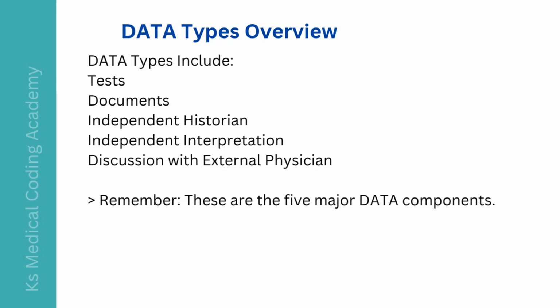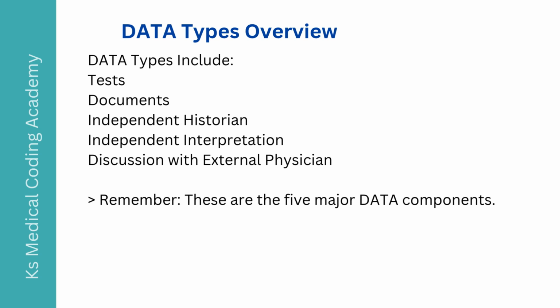This diagram summarizes the different types of data used in medical decision-making. Data includes tests, documents, independent historians, independent interpretation of tests, and discussions with external physicians. We'll review each component individually.